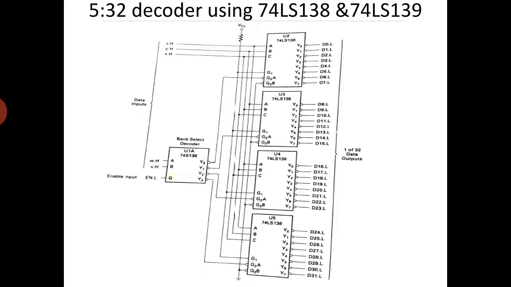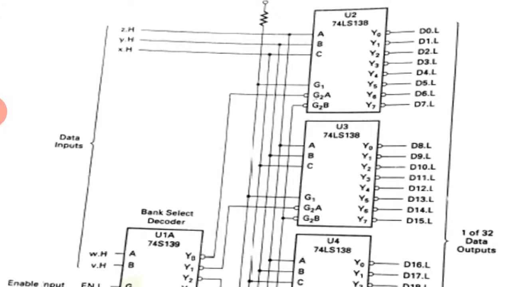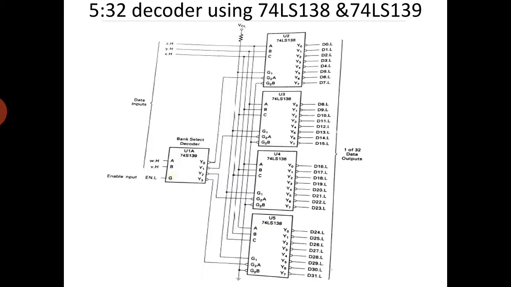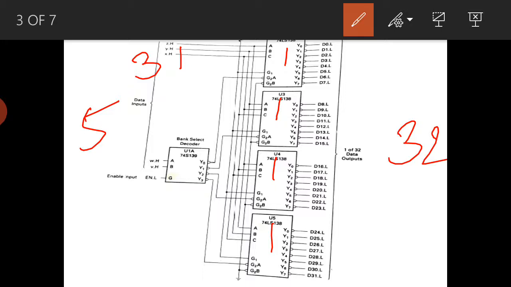If there are 5 inputs, you can see here we have 3 inputs above which are connected to ABC of all the 3 is to 8 decoders. So totally we need 5 inputs and 32 outputs. Three are used here, and the other 2 inputs are given to the 2 is to 4 decoder. So how will it act here?